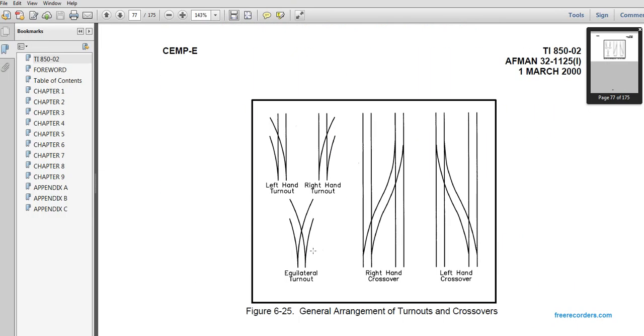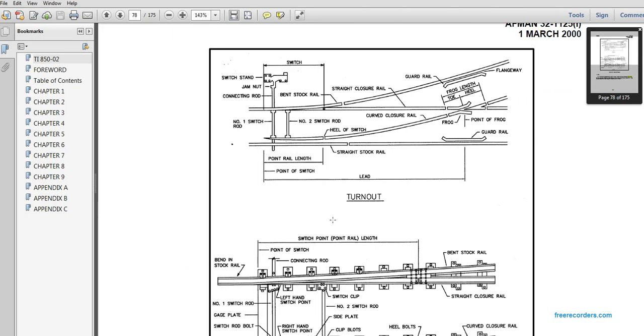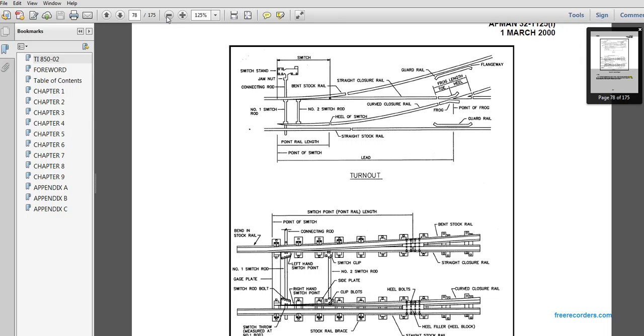Starting from the left, you see the left-hand turnout, the right-hand turnout, the equilateral turnout, the right-hand crossover, and the left-hand crossover, which is two parallel tracks. That's the difference between them. Okay, back out of this.